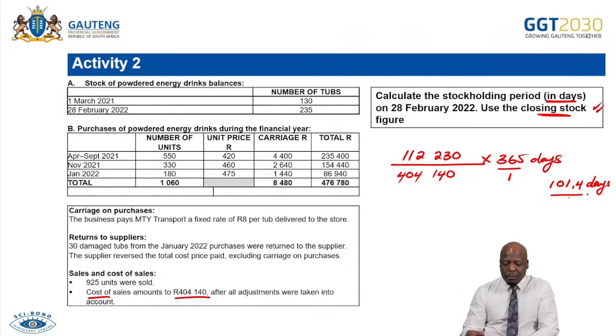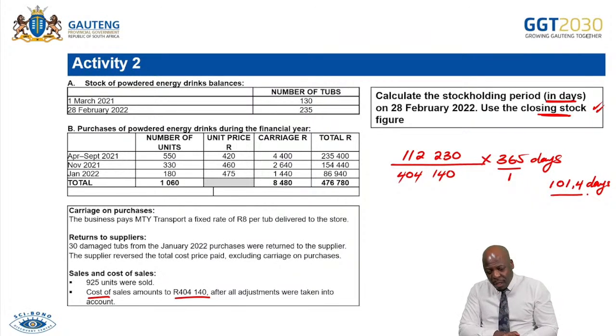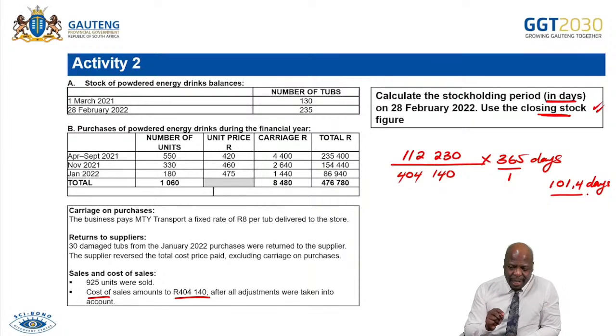101.4 days. Already as you are calculating this, you should be concerned that these are energy drinks and they are lasting 101 days in our business. That already is a problem. But when you are required to calculate your stock holding period, you can have two options. I call this first method the rand method because here I used rands. So this is the rand value method.